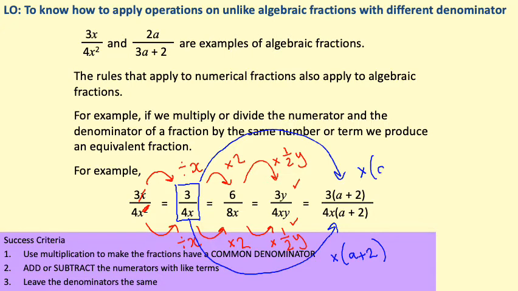So we've times through by a plus 2. The top's been times by a plus 2, whatever that is, and the bottom has been times by a plus 2. So that's still an equivalent fraction. So let's have a look at some examples.